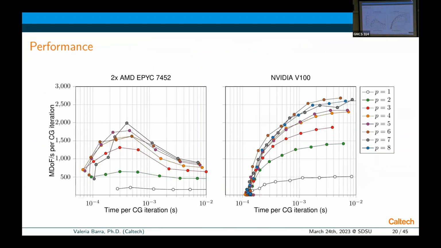Some performance plots here. We're comparing our best performance CPU backend on the left with our best performance GPU backend on the right. On the x-axis we have time per conjugate gradient iteration. These are typical benchmark problems in the HPC community. This is a Poisson problem, so it's a Laplace operator in 3D. On the y-axis, we measure efficiency in terms of mega degrees of freedom per second per conjugate gradient iteration.